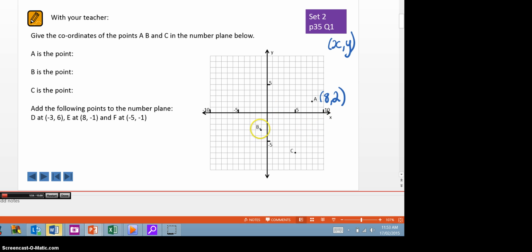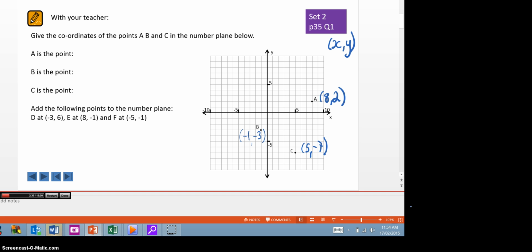Let's find B. So B is here, so if we start at the origin, we're going to go left to -1, and then down to -3. So the point would be written as -1, -3. Make sure you bring your signs with you. If we have a look at C, it's here, starting at the origin, we go across to position 5 and down to position -7. Making sure that we put them in brackets. So that's one way you could be asked a question, just plotting points on the graph.